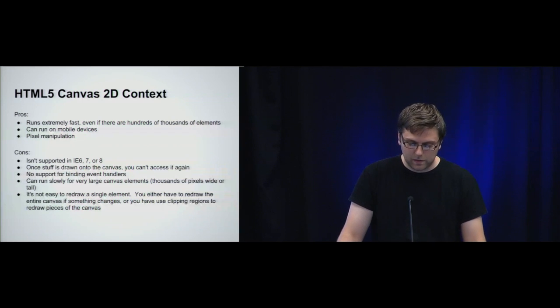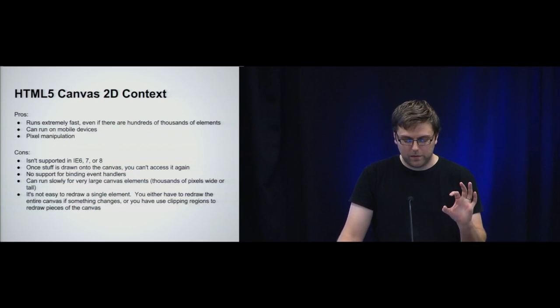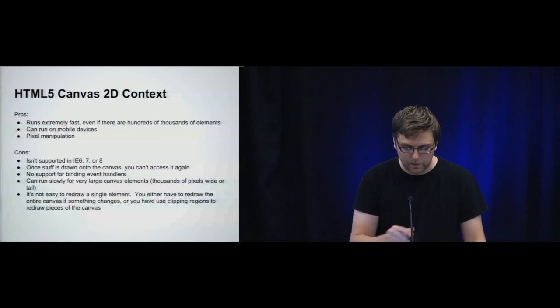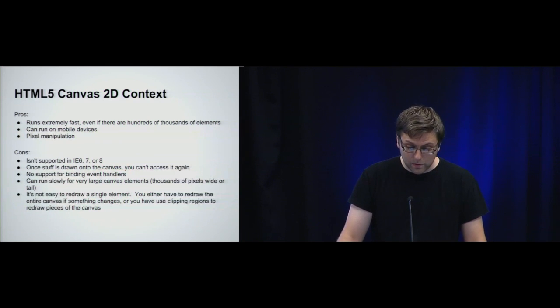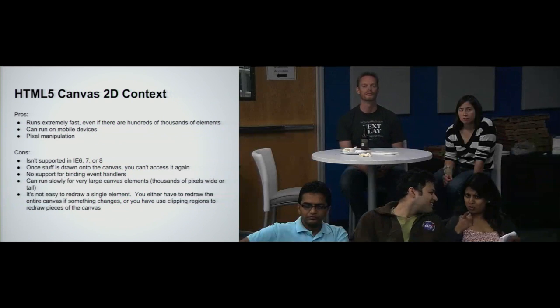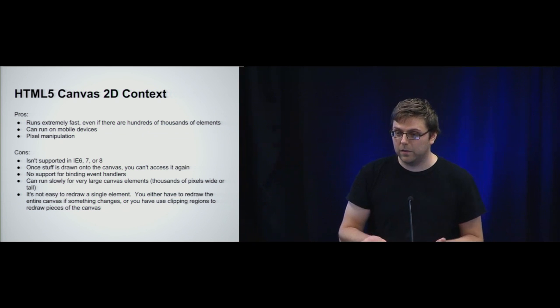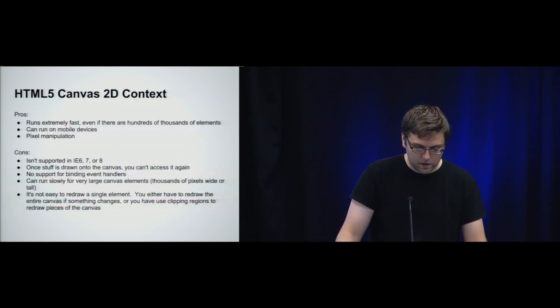Okay, so cooler stuff. More modern things, HTML5 Canvas, 2D context. You can quickly see there's actually not very many pros and lots of cons, which is a problem. So let's go through those real quick. The pros: it runs extremely fast. That's a huge pro, its biggest selling point. It can run on mobile devices, and you can do pixel manipulation with the Canvas 2D context. So you can take an image and modify pixels, so you can completely alter an image in the browser, which is pretty cool.